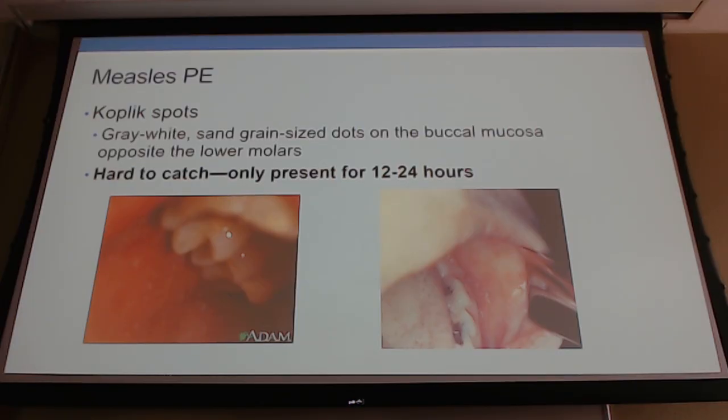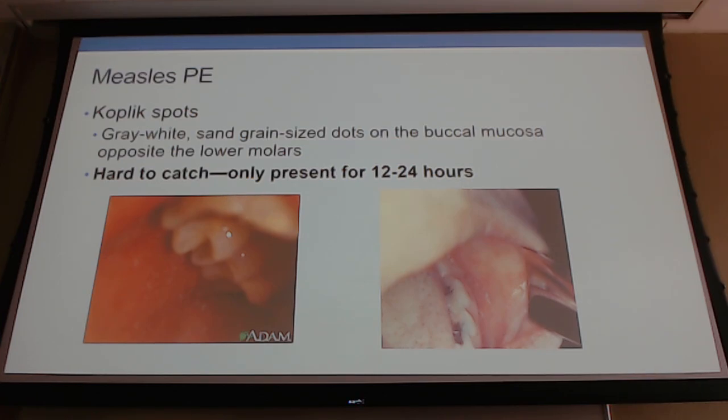Koplik spots, another really weird thing this particular virus does, are these little gray sand-like areas. I do not know how this virus knows how to do this, but it has a teeny tiny isolated spot of necrosis right opposite your inferior and posterior molars. Why does it know how to do it right there? At the same time, you get a vast and very aggressive neovascularization. So you have a very short window, like 12 to 24 hours, where you can see that localized necrosis.